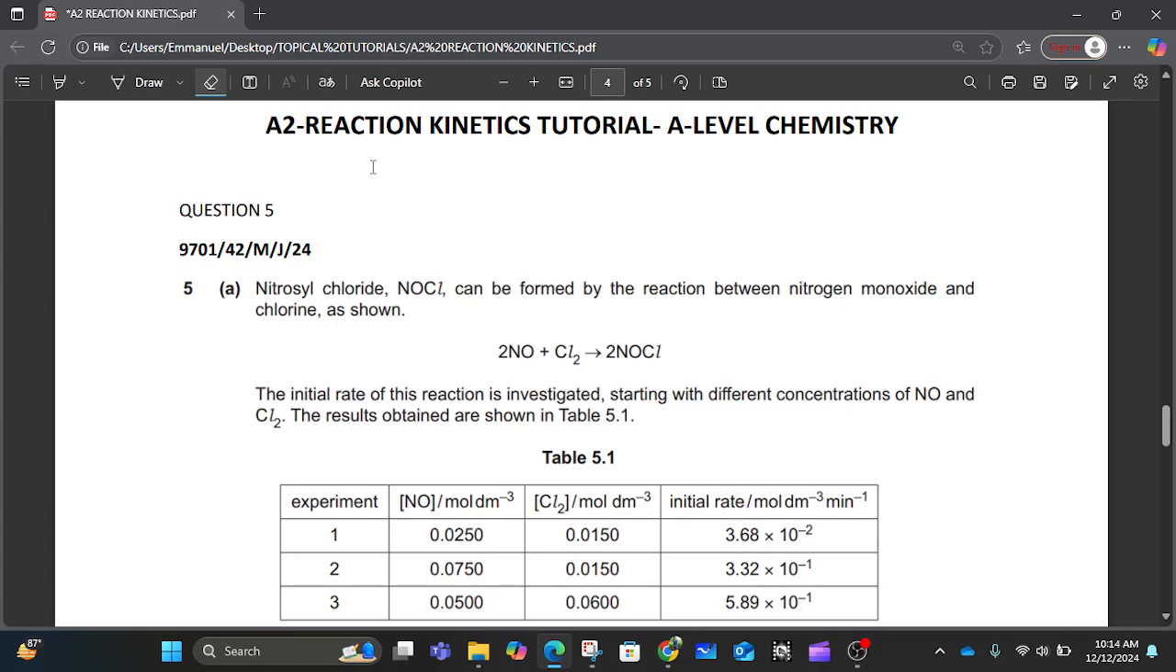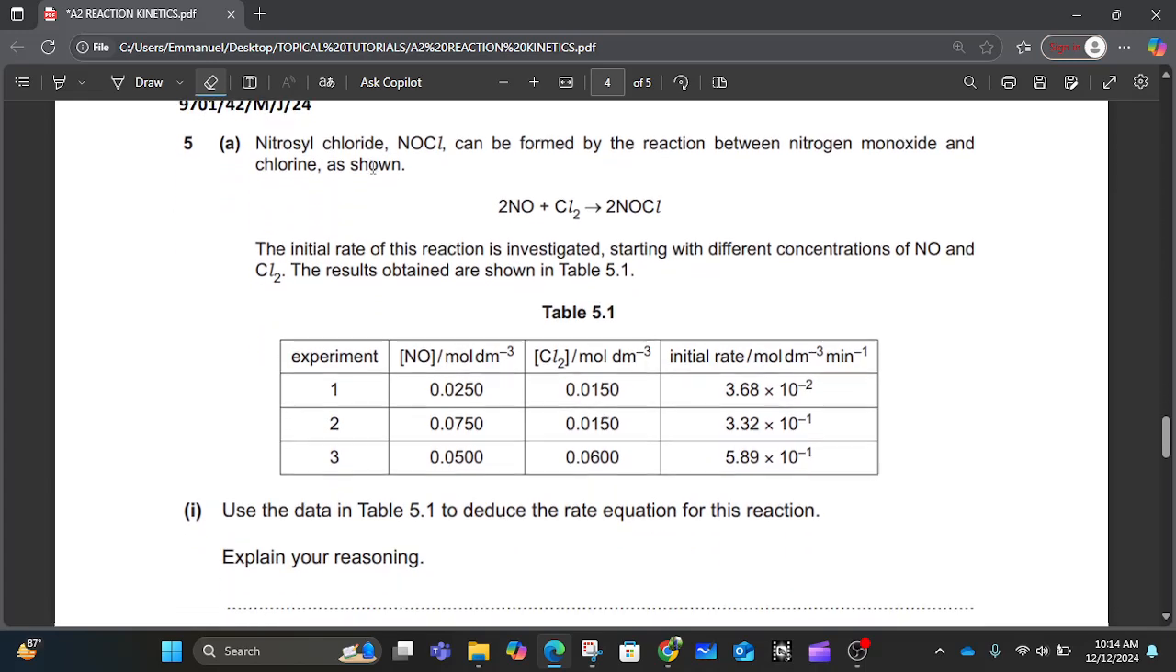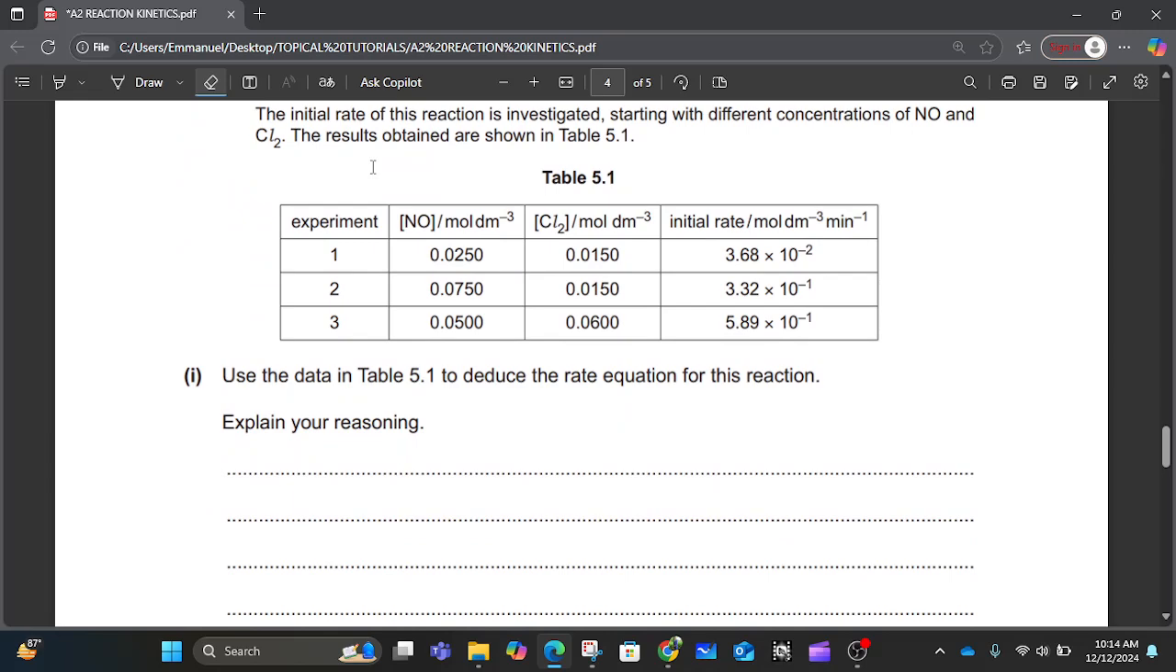2NO plus Cl2 giving 2NOCl. The initial rate of this reaction is investigated, starting with different concentrations of NO and Cl2. The results obtained are shown in table 5.1. Table 5.1 is given as seen.